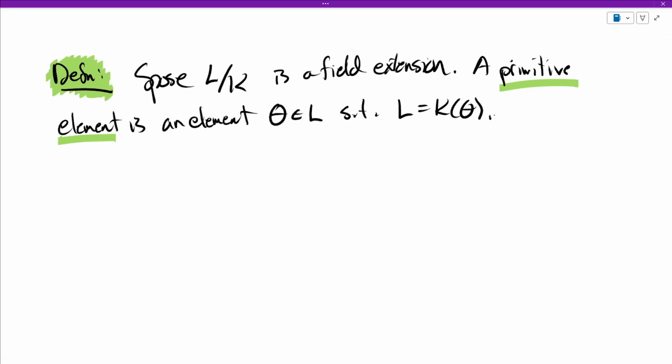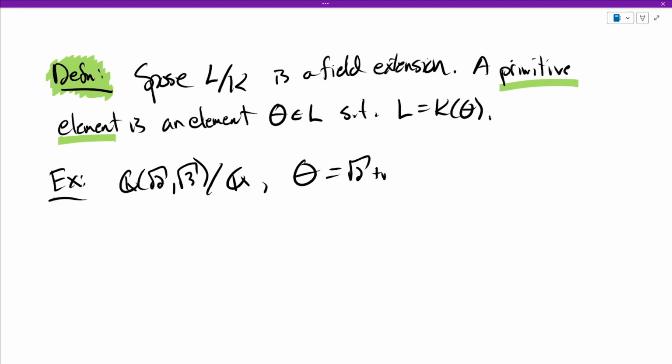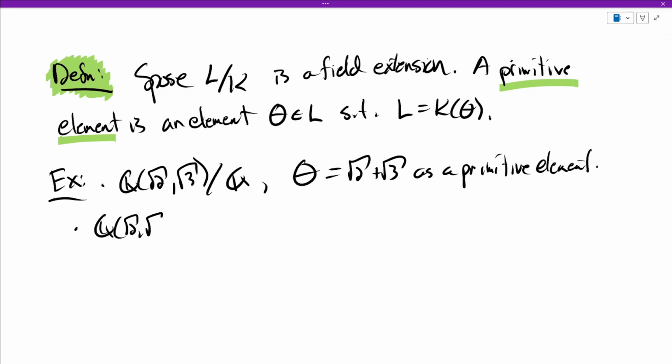All right, so you saw, for example, if you look at the extension root 2, root 3 over Q, you can pick theta as root 2 plus root 3 as a primitive element. And that will in fact work, and you proved a version of this, maybe root 5 and root 7, I forget exactly. In your homework, you also looked at root 2, root 3, root 5. Here, if you add them together, this is also a primitive element.